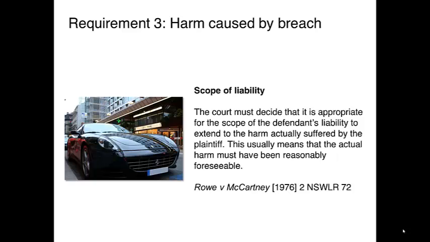Did the friend owe the plaintiff a duty of care? Yes, she certainly did. A driver owes a duty of care to the passenger in the vehicle. Had the defendant breached her duty of care? Yes, her careless driving caused the accident. But was the psychiatric harm suffered by the plaintiff over the guilt a reasonably foreseeable consequence of the defendant's careless driving? The court decided that it was not.